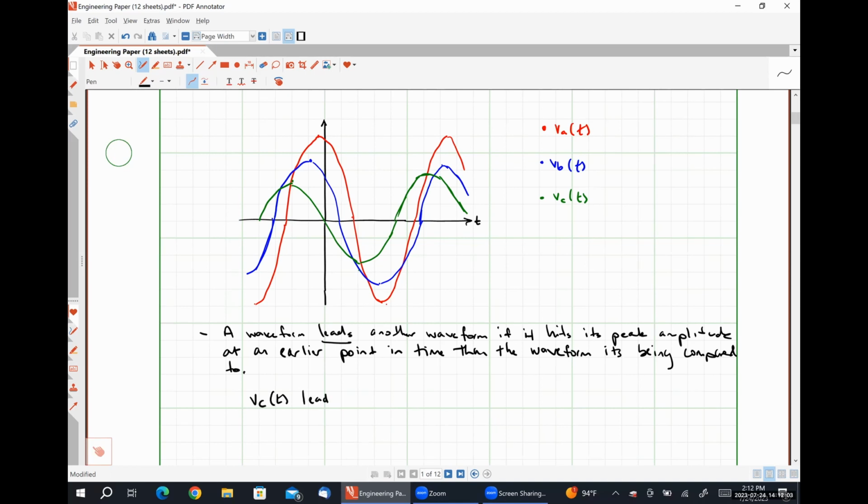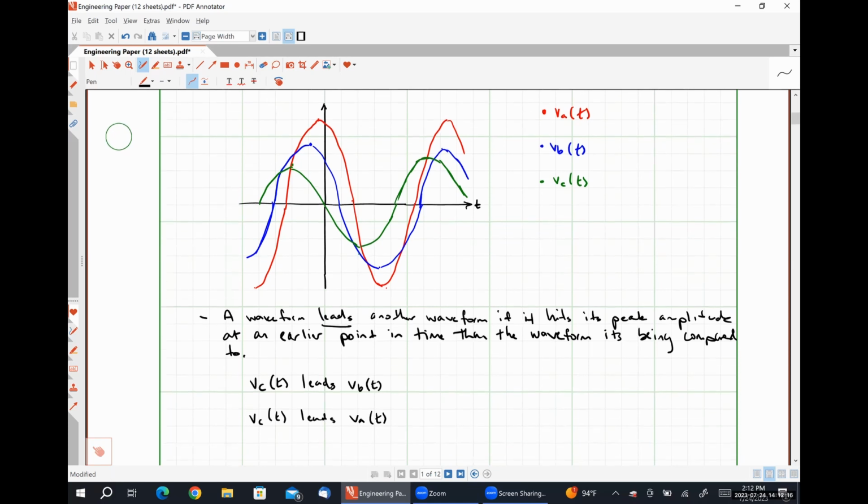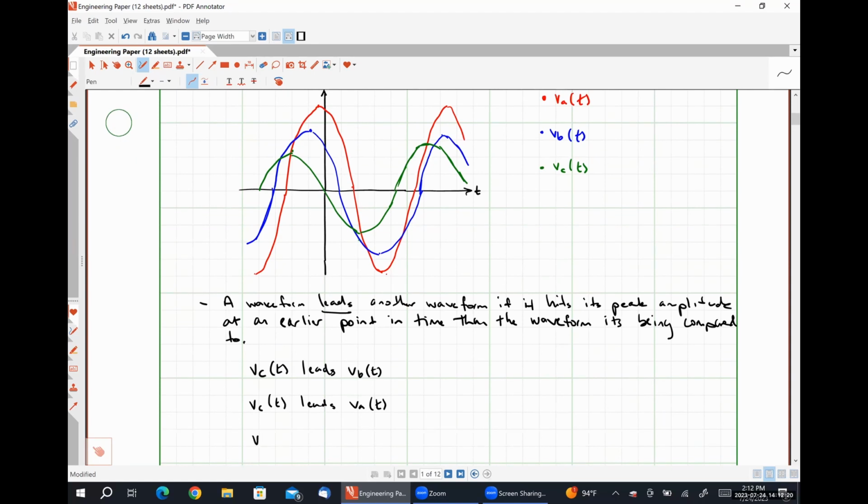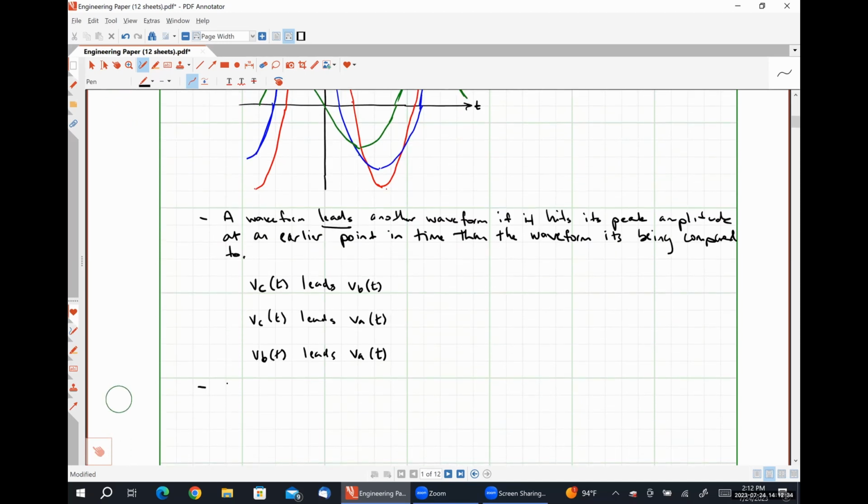So we could say that VC of t leads VB of t. We could say that VC of t leads VA of t. And since the blue curve hits its peak before the red curve, we could also say that VB of t leads VA of t. In order for a waveform to lag, it needs to hit its peak value later in time. Peak, let me write it as amplitude, since that's what I used a moment ago.